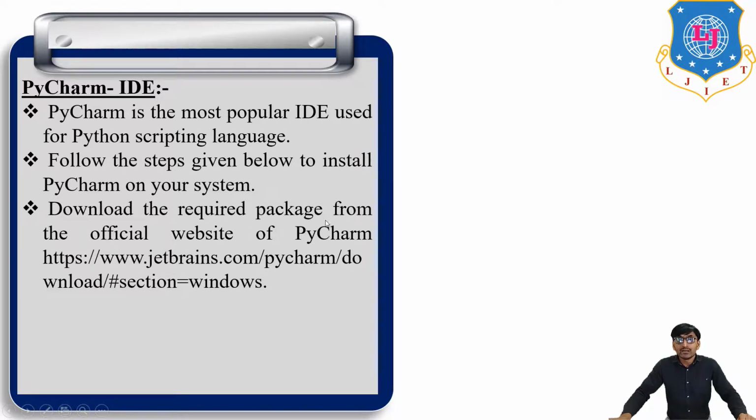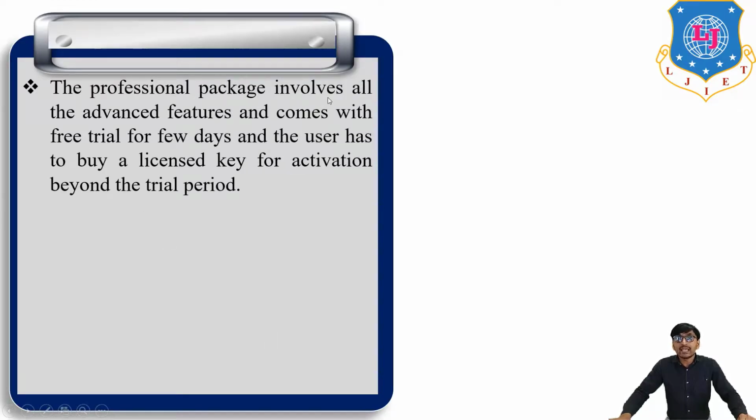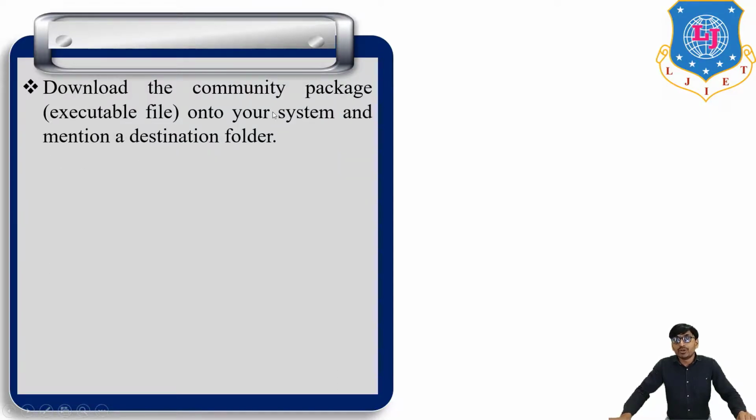Download the required package from the official website of PyCharm. This is the official website of PyCharm. Here you will observe two versions of the package for Windows, professional and community. The professional package includes all the advanced features and comes with a free trial for a few days, and the user has to buy a license key for activation beyond the trial period. The community package is free and can be downloaded and installed as and when required. It includes all the basic features needed. Note that we will continue with the community package throughout this tutorial. Download the community package into your system and mention a destination folder.